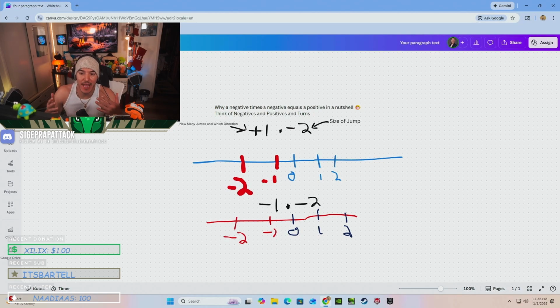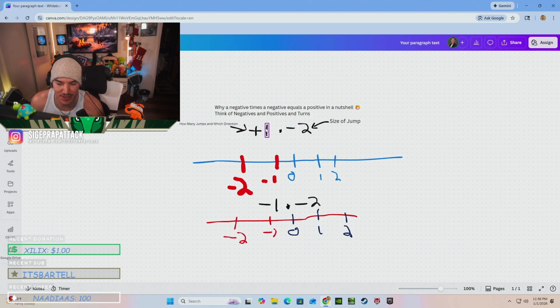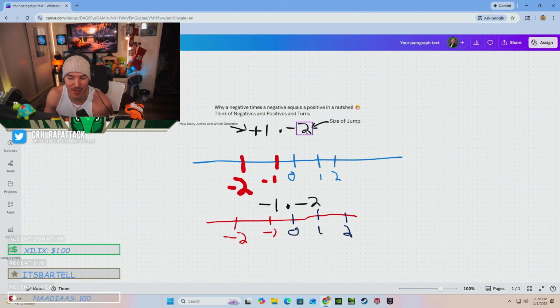Here's why a negative times a negative equals a positive in a nutshell. Think of negatives and positives as like turns. An example here is, let's go with 1 and 2, just basic, right? The first number in multiplication is how many jumps and which direction, the symbol. And then the second number is like the size of the jump.